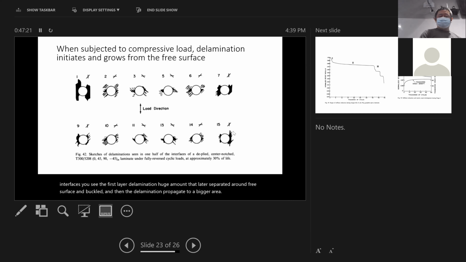So compression combined with tension is pretty bad for notch samples. It accelerates delamination.